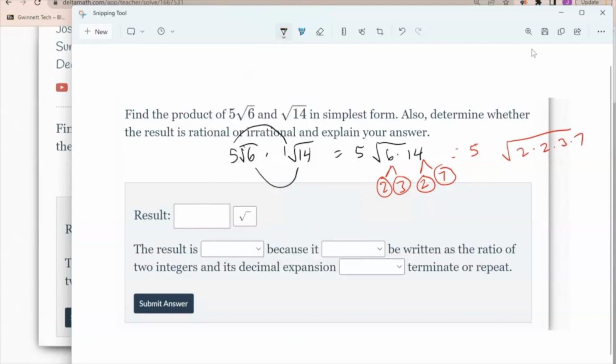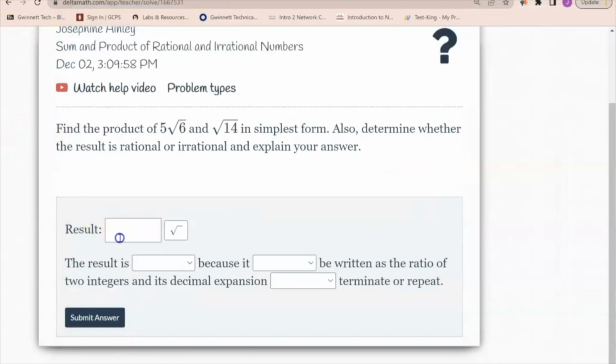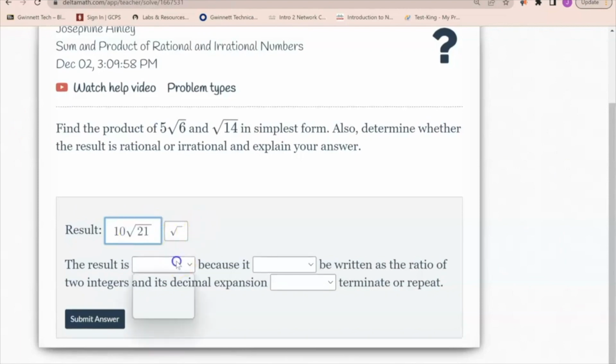All right, what do you see? I see a book of 2, so I put that outside. Anything else? No. So I'm going to have 10 radical, 3 times 7 is 21. And again, because we still have a radical, 10 radical 21. So the result is 10 radical 21, and it is irrational because I still have this radical.